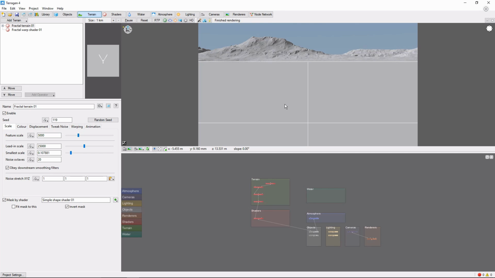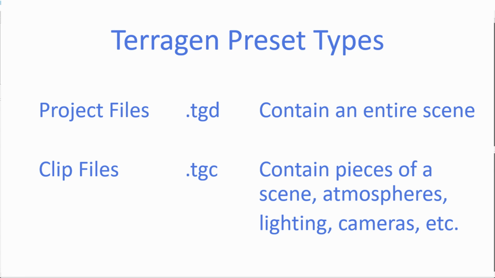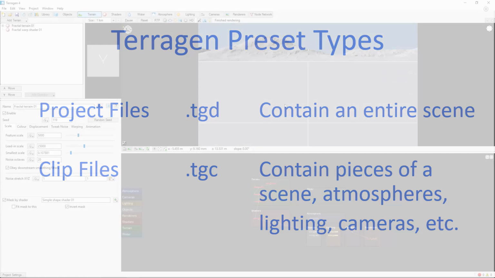There are two main types of presets in Terragen: project files and clip files. Project files, or TGD files, contain an entire Terragen scene with everything included. Clip files, or TGC files, contain parts and pieces of a scene, such as specific atmosphere effects or terrain shaders. They're more like building blocks that can be inserted into an existing scene.